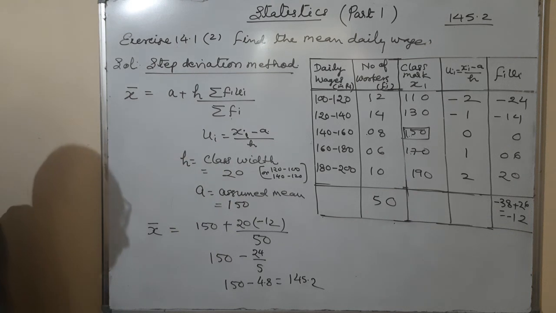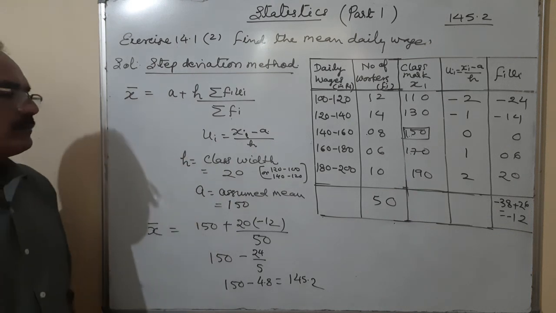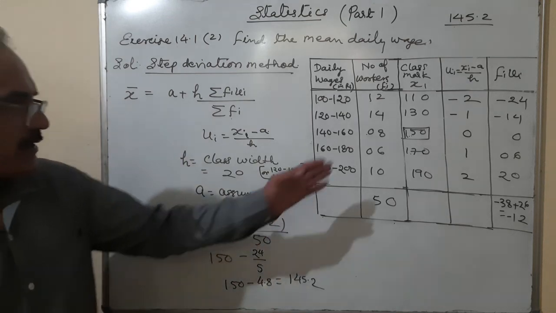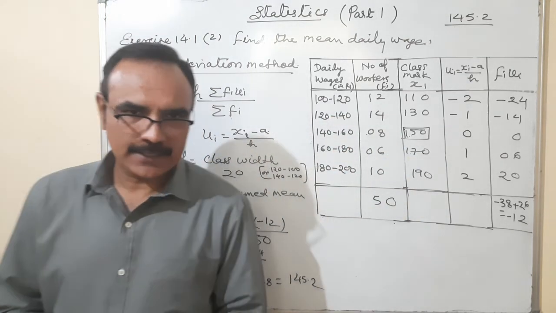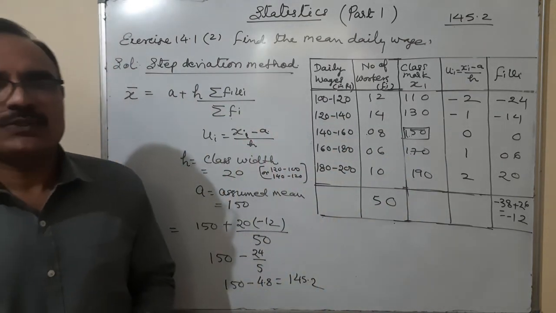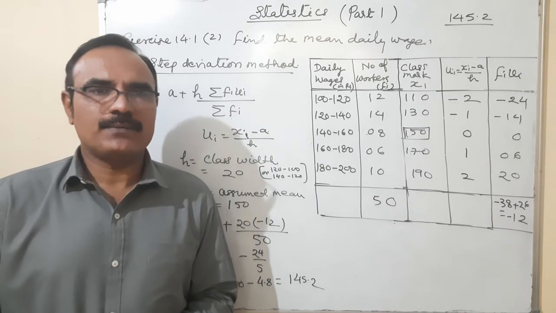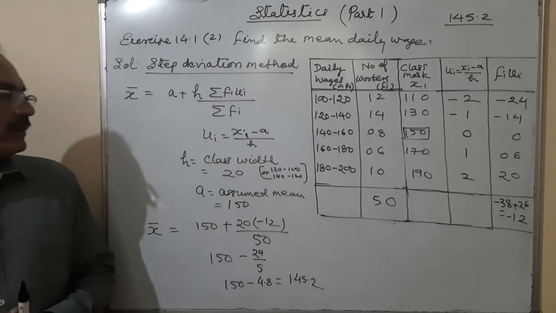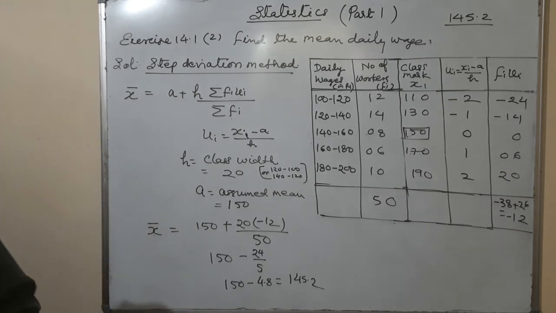Okay. So the second and third methods, I think they are almost the same methods. Only one thing is different, that h is to be multiplied here. So these are the three methods. One is the direct method, second is the assumed mean method, and third one is the step deviation method. Okay.